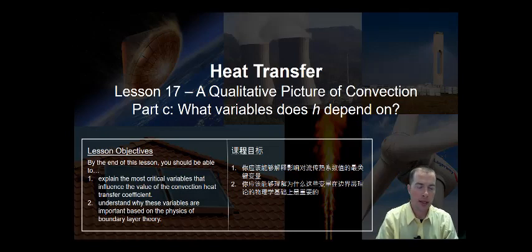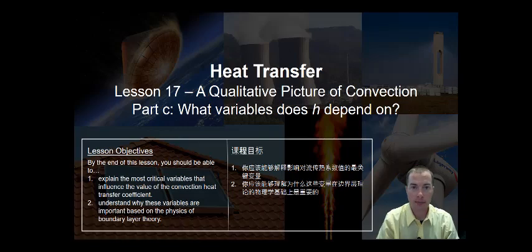By the end of this lesson, you should be able to explain the most critical variables that influence the value of the convection heat transfer coefficient. You should be able to understand why these variables are important based on the physics of boundary layer theory. The content of this lesson is a culmination of the previous lessons in lesson 16 and the first two lessons of lesson 17.